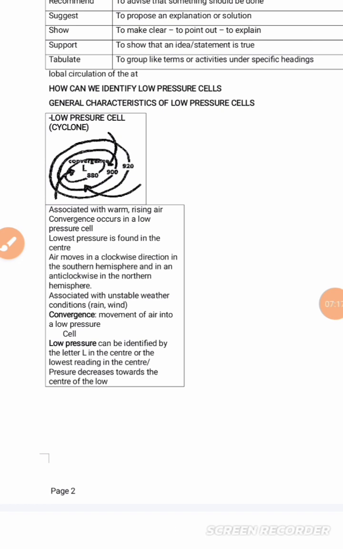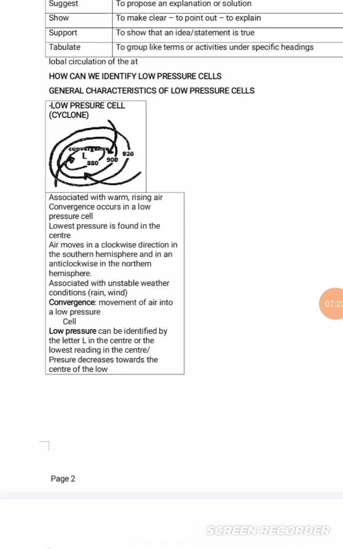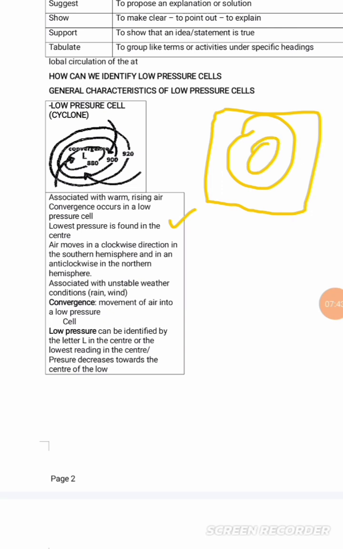And the lowest pressure is found at the center. And also air moves in a clockwise direction. Can you please allow me to draw another cyclone for the high pressure cell? We have what we call high pressure cells and low pressure cells.